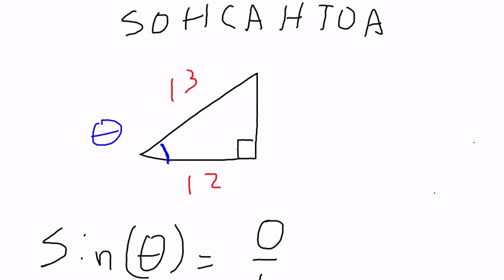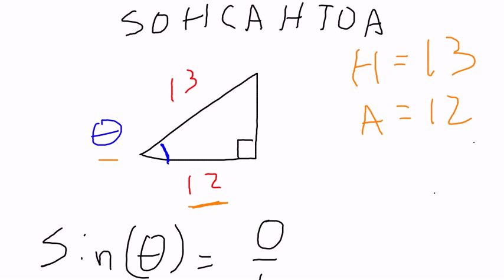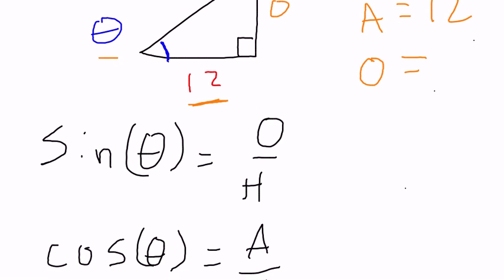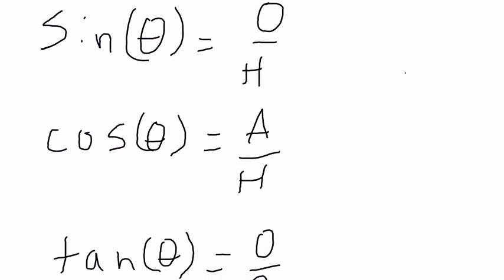So we're given that the hypotenuse is 13. And we're given that the adjacent side is 12. We know this is adjacent because it's right next to the angle that we're given. What we're not given is the opposite side. So this side over here, we don't know that one right yet. Okay, but with the given information, we can already find one of our trig functions, cosine.